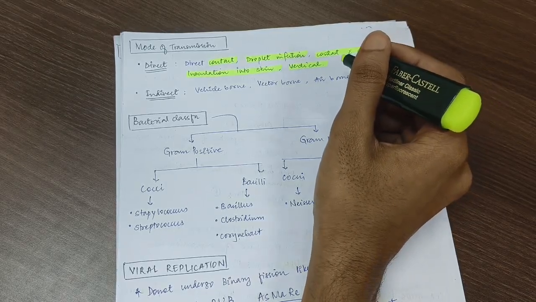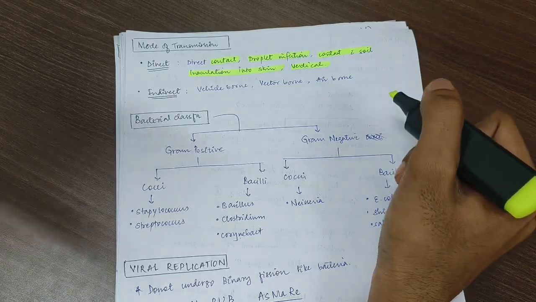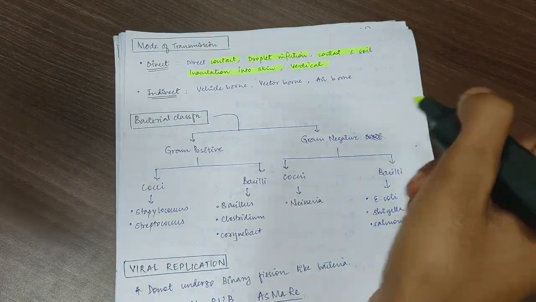Then indirect. In the indirect you are going to see vehicle borne, vector borne and air borne. Okay, there is someone or something mediating this, that's why it's called indirect.